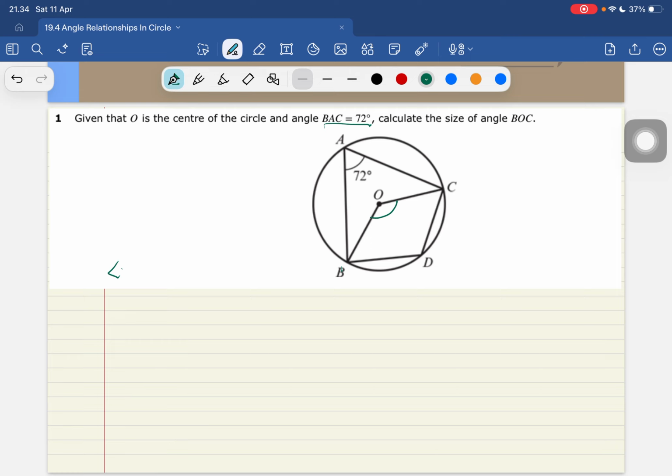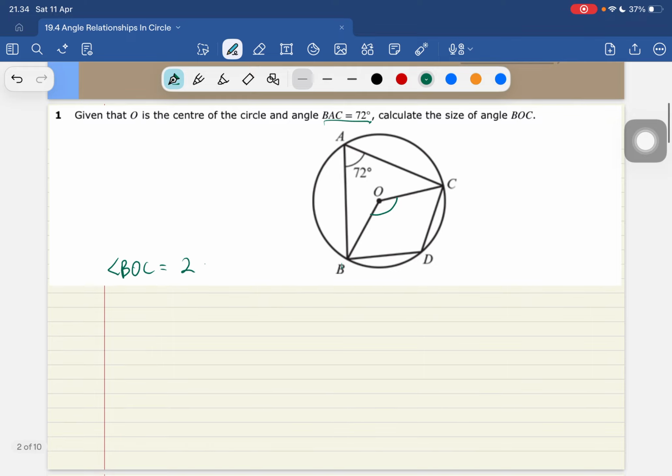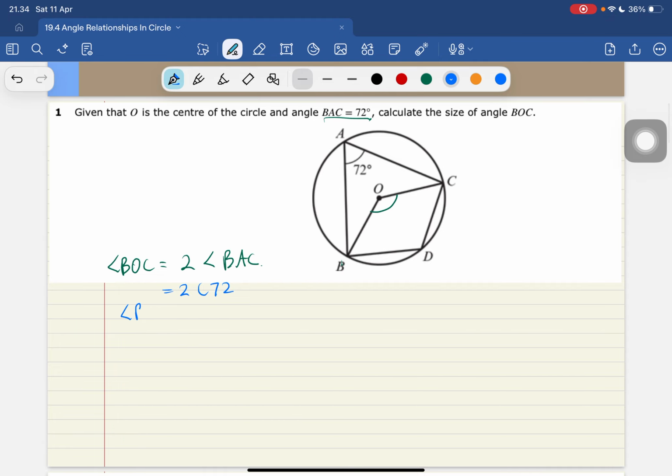So the angle BOC equals twice the angle at the circumference, which is angle BAC. So to find angle BOC, it is 2 multiplied by 72. So the angle BOC equals 144 degrees.